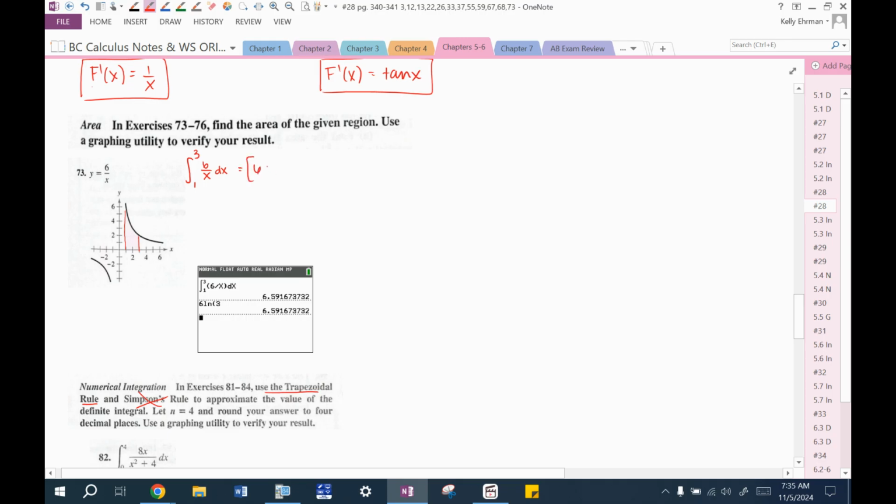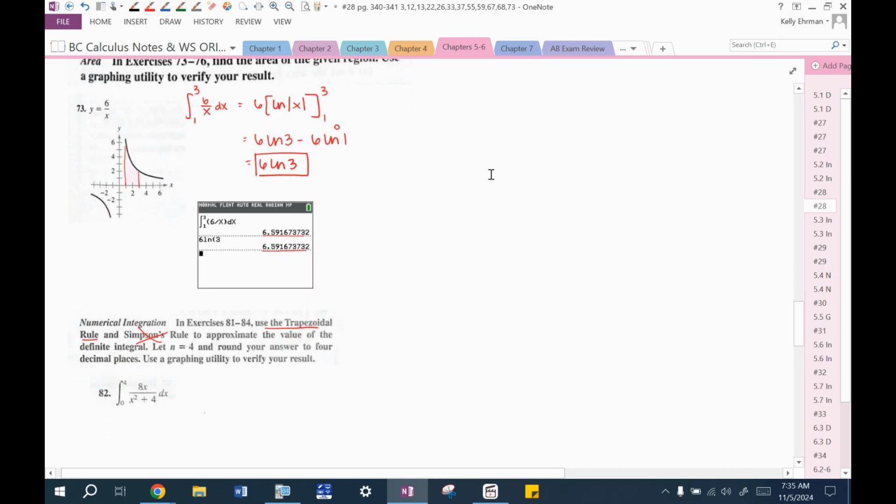So this could be 6 times, and you can put the 6 on the outside if you want, natural log of the absolute value of x, and we're evaluating from 1 to 3. So this is equal to 6 natural log of 3 minus 6 natural log of 1. What is natural log of 1? You're expected to know that. That's 0. Natural log or log any base of 1 is always 0. So this is really just 6 natural log of 3. I checked on the calculator when I did the integral. I got this. 6 natural log of 3 is also equal to that. So that's verified.